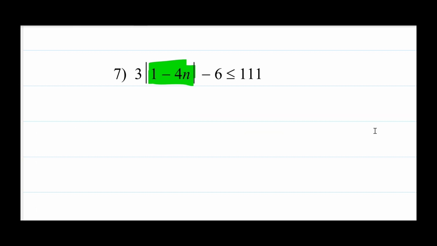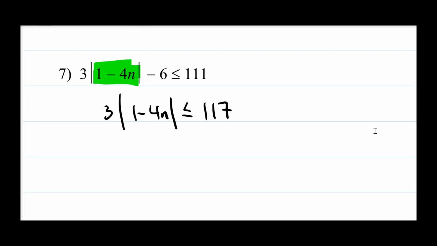All right, so let's go ahead and take a look at example number 7 here. And again, we want to isolate the blob. So first thing, we're going to add the 6 to the other side. So we're going to have 3 times the absolute value of 1 minus 4n is less than or equal to 117. Now I know 3 is going to go into 117.